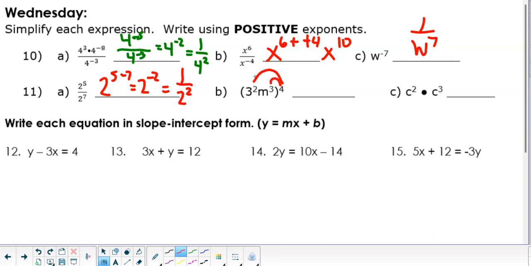Don't forget, when you distribute a power, you distribute it to every exponent. So that's going to be 3 to the 8th, m to the 12th. And letter C is a multiplication of like bases. Keep the base the same, add the powers.